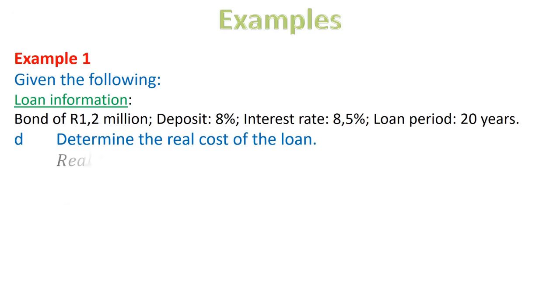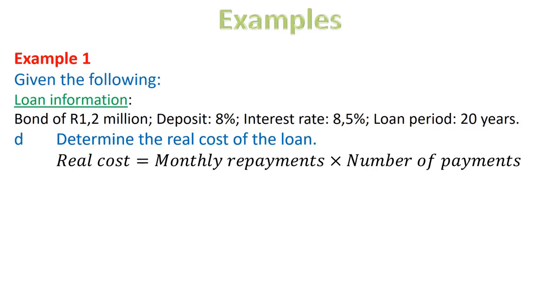Now we use our formula. My real cost equals my monthly repayments times the number of repayments. So that means my real cost equals my monthly repayments, which I've just worked out at 9,582 and 72 cents, times my number of payments. Now I have 20 years. But remember, in each year there are 12 months. So it's times 12 because it's in years.